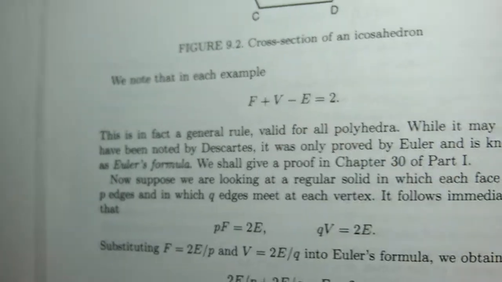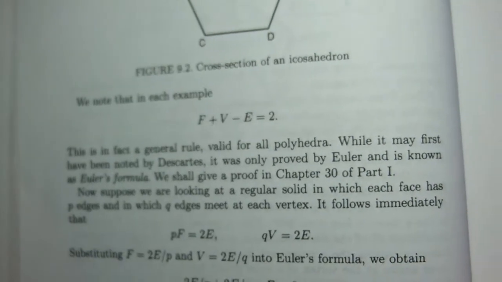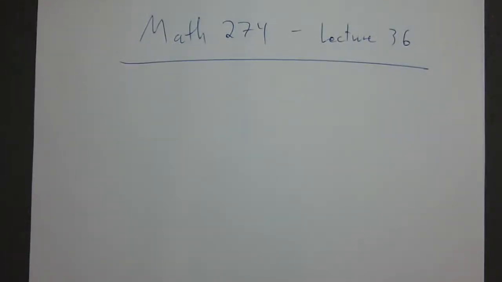Okay, so we did this really early on in the semester. It turns out that Euler was the first to actually notice that. And it's not just a fact that's true for the Platonic solids. It's actually true for convex polyhedra in general.